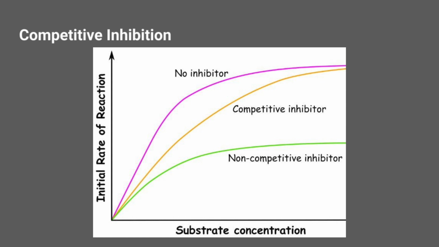This is not true with non-competitive inhibitors because the inhibitor is not competing for the active site. In non-competitive inhibition, the inhibitor is binding to the allosteric site, so it's not competing with the active site, and so the inhibition rate is not reduced with more substrate added.